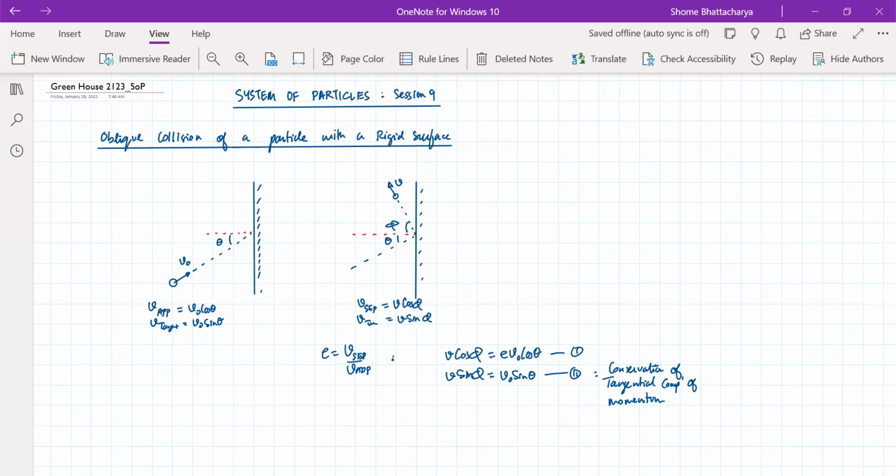Okay, so this was the discussion in the previous class. So let's begin today with a revision question of this, and then we'll move on to the next part of collisions.